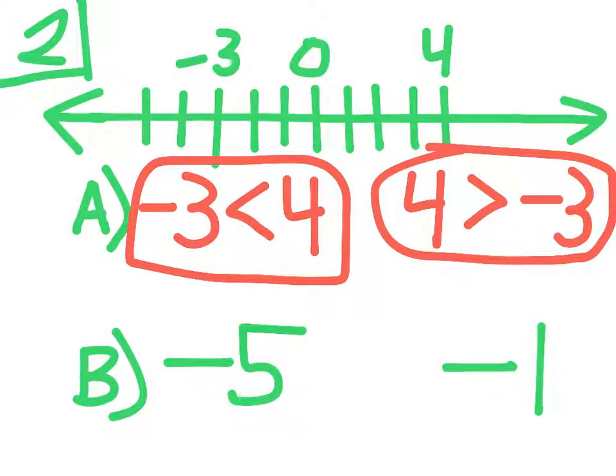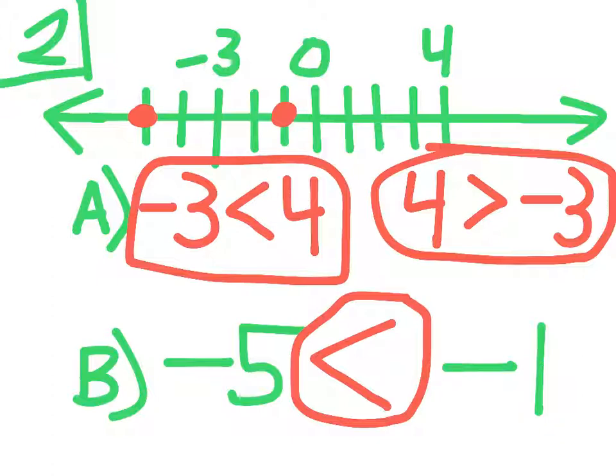And then on part B it says to replace the circle with less than, greater than, or equal to. And if -5 is down here, -1 is right there. I know that -5 is less than -1. So that would go in there.